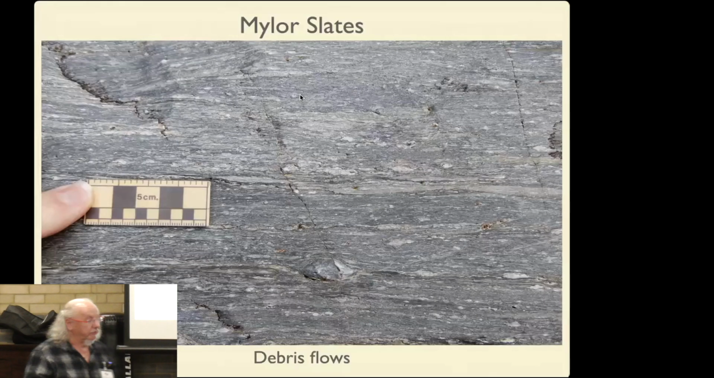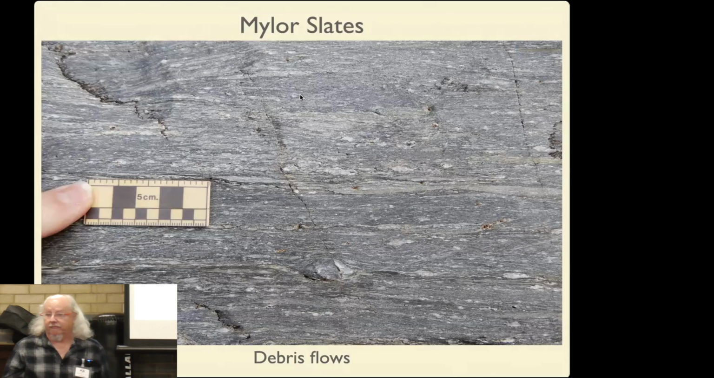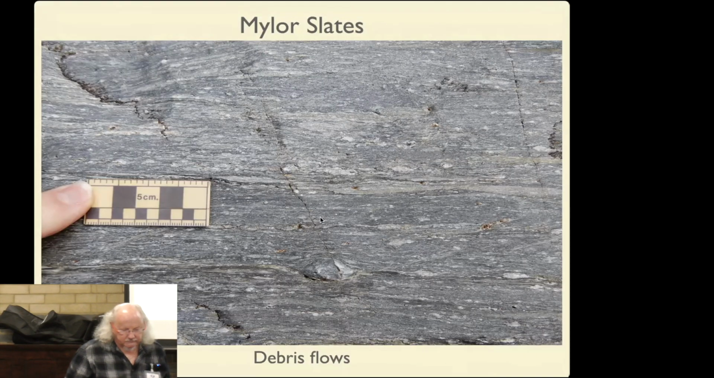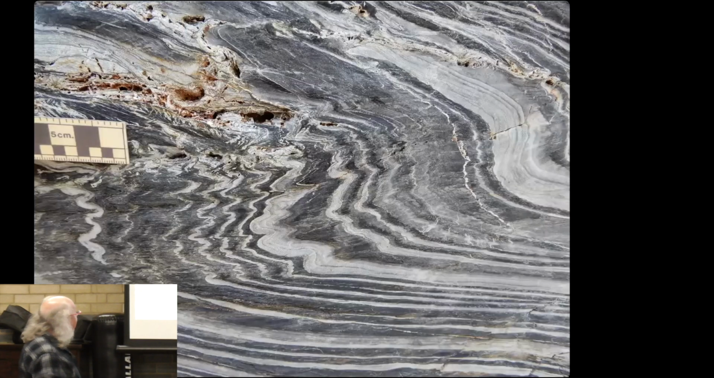But also within the Mylor slates, you get this. This is a completely different facies. This is basically a debris flow. This is where the slope itself has failed, probably a slope of Mylor mudstones and sandstones, and it's all haphazard. There's a bit of bedding in there, but essentially it's haphazard throughout the whole thing, with all sorts of different grain sizes in here. But they are beautiful. And they do get folded, and you get these quartz veins coming through them.